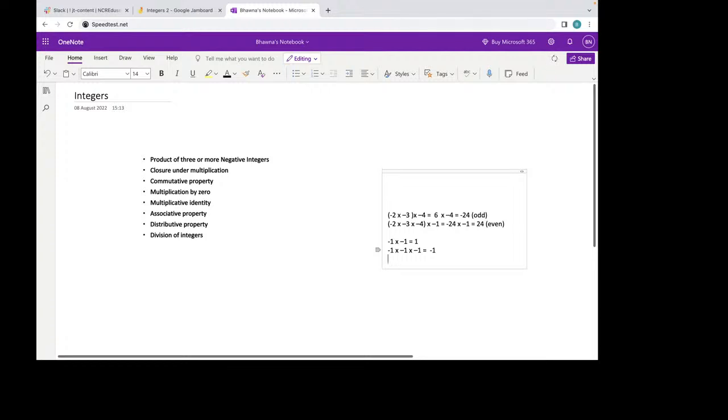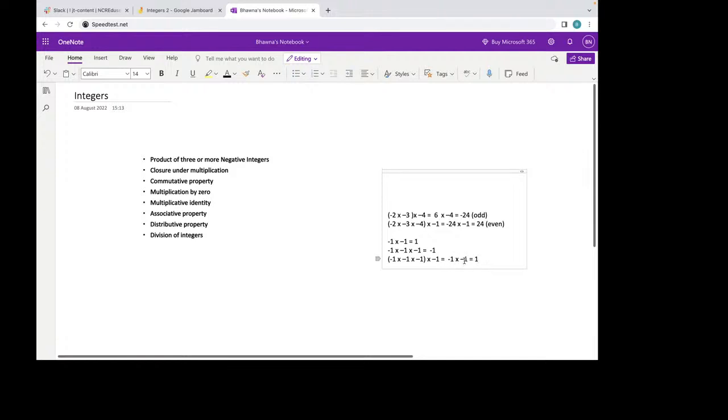Now let's multiply it 4 times: -1 multiplied by -1 multiplied by -1, and one more time by -1. From here to here, if I multiply 3 times, in the previous step I got -1. And if I again multiply this with -1, I will get 1. I will get positive 1.